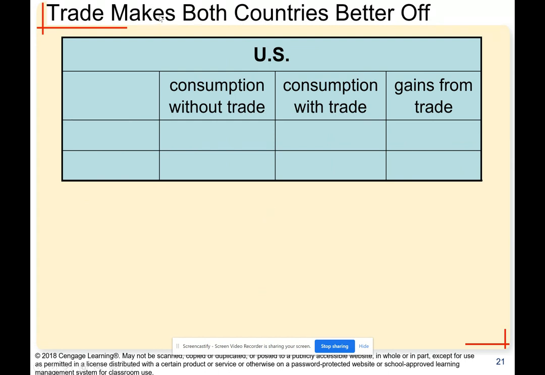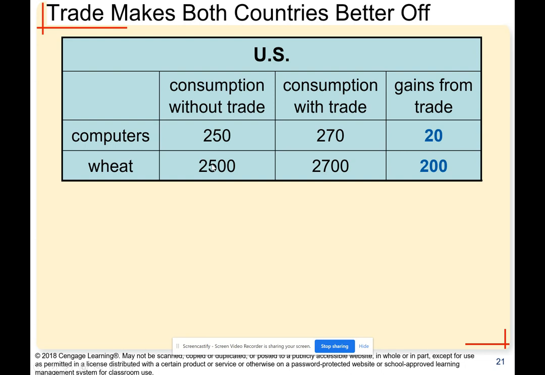That means we make a conclusion that trade makes both countries better off. United States consumption without trade was 250 computers, and consumption with trade is 270 computers. Gain from trade, 20 computers. And wheat, the United States was consuming 2,500 tons of wheat without trade. Now, the United States is consuming 2,700 tons of wheat with trade. The United States is better off by 200 tons of wheat.